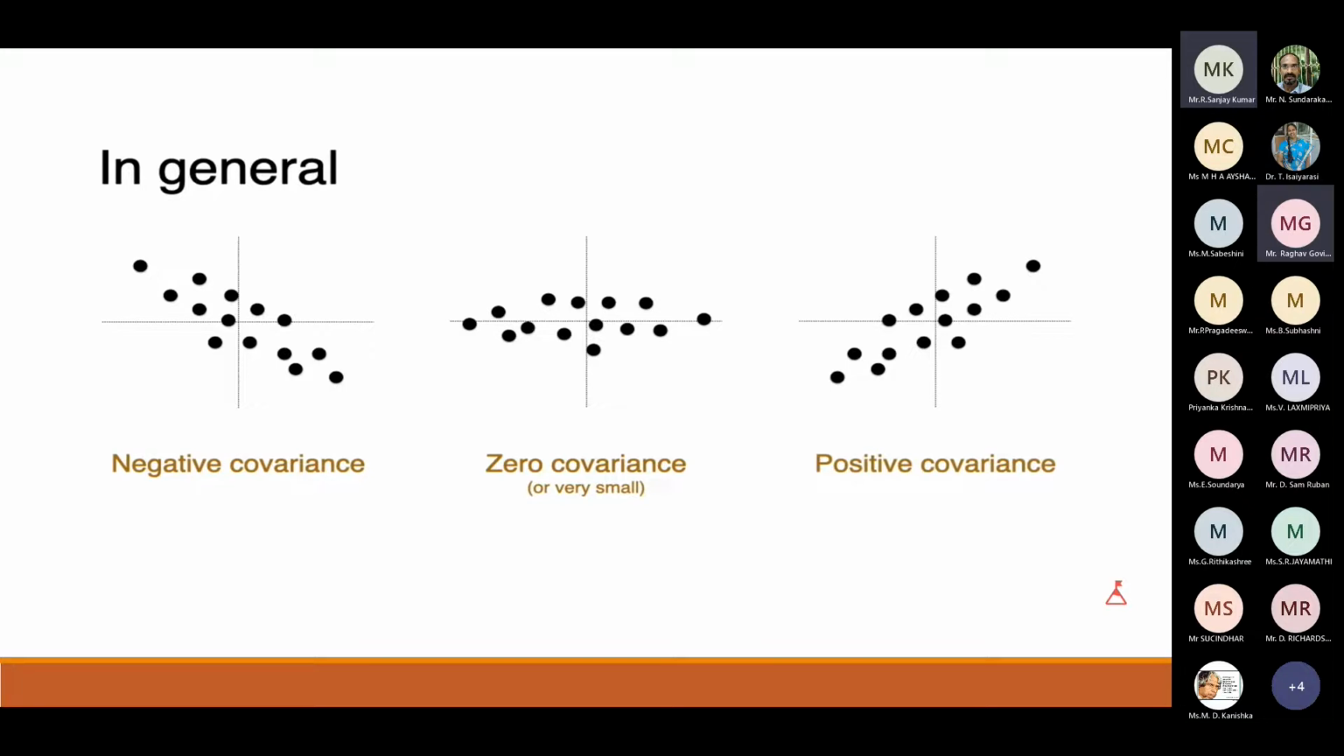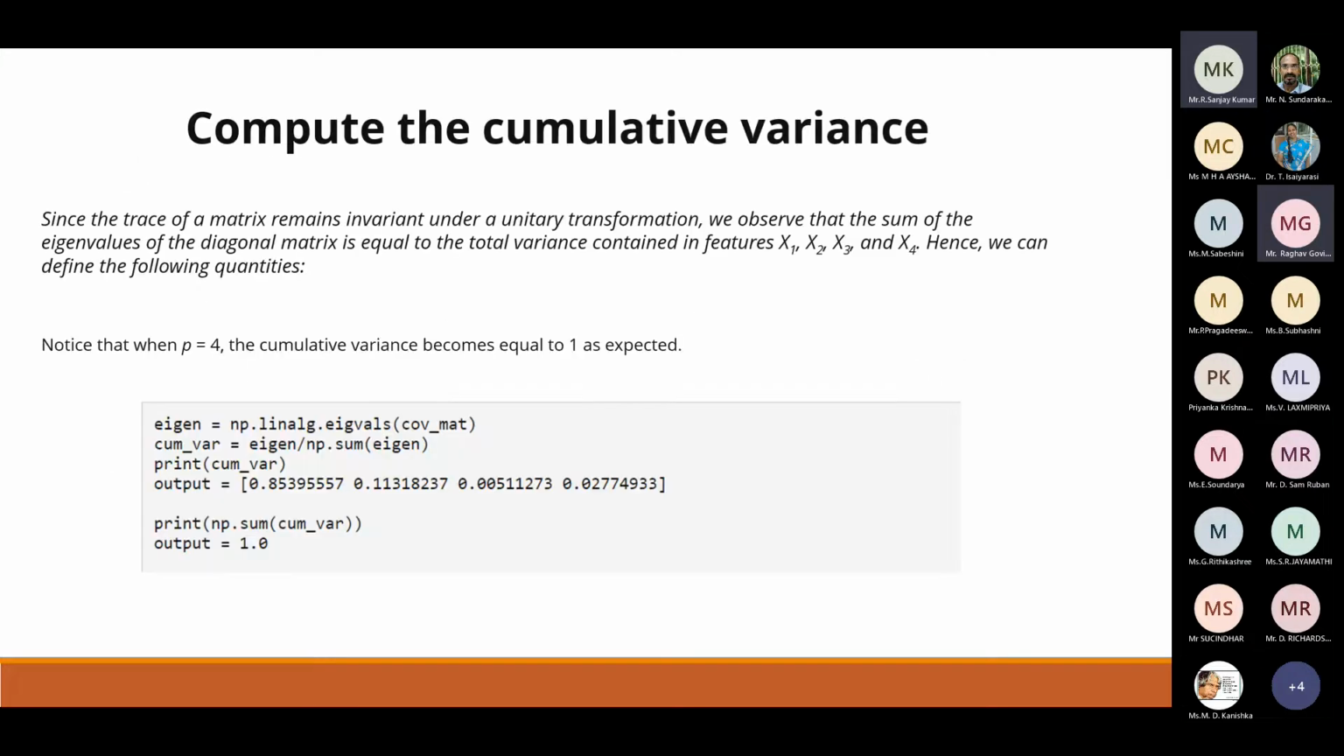From the first picture, it is called a negative covariance, because the diagram ranges from the fourth quadrant to the second quadrant. Zero covariance is when it lies along the x-axis. Positive covariance lies between the first quadrant and the third quadrant.